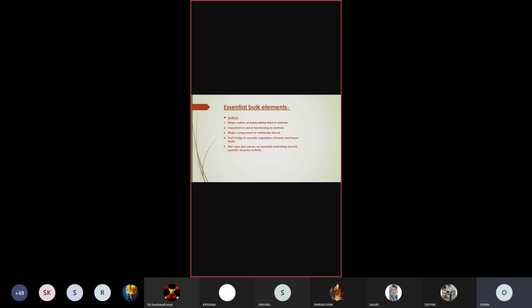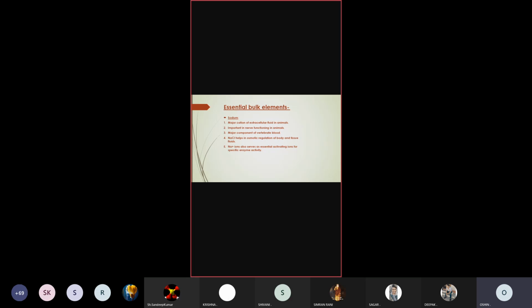And at last, sodium ions also serve as essential activating ions for specific enzymatic activity. Here, I feel the need to explain the term osmotic regulation. The term osmotic regulation that you can see in point number 5 is also named osmoregulation.